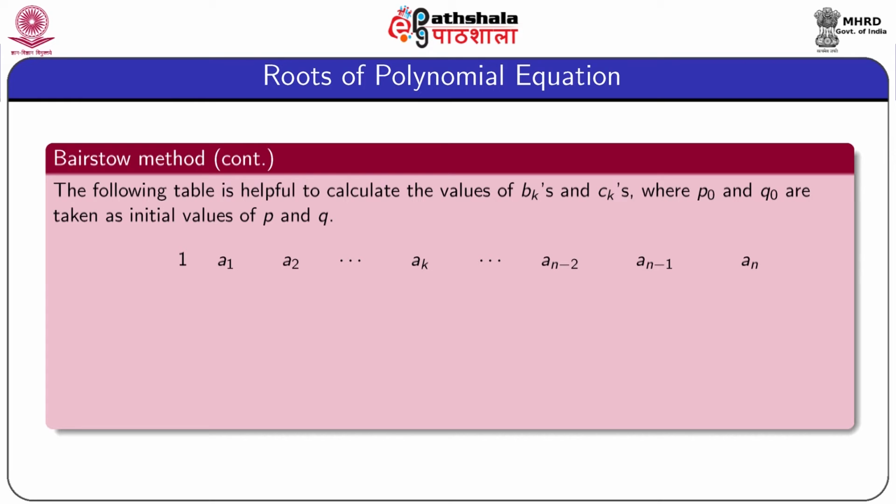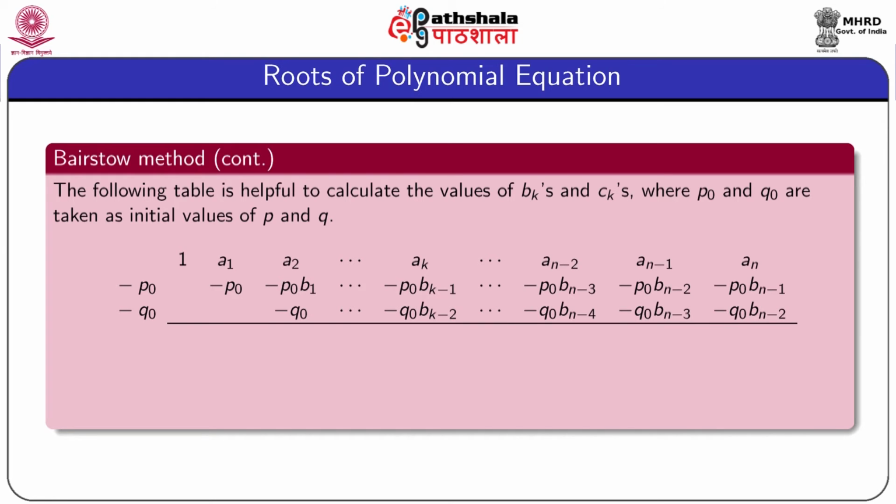The first row of the table represents the coefficients of the polynomial Pn(x), and the second row is obtained by multiplying b1, b2 up to b_{n-1} by minus p0. The third row is obtained in the same way by multiplying b1 to b_{n-1} by minus q0, and the sum of the first column after 1 represents b1, that means a1 minus p0 is b1. a2 minus b1 p0 minus q0 is b2 and so on, and lastly bn is the sum of an minus p0 b_{n-1} and minus q0 b_{n-2}.